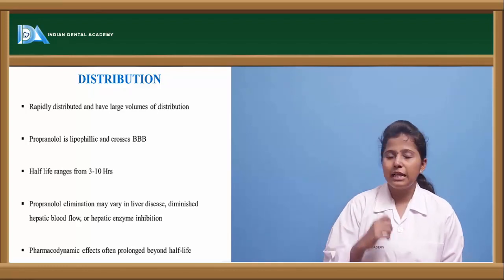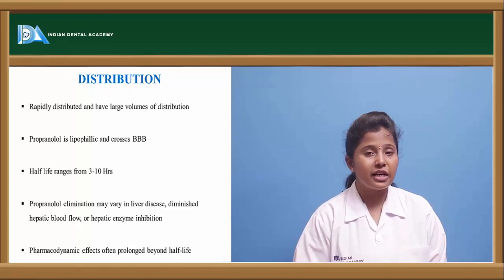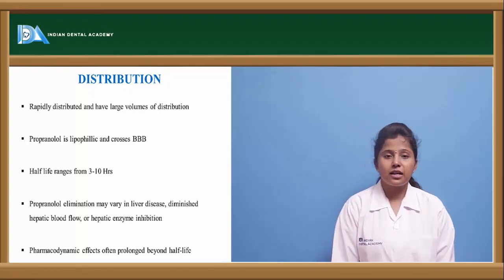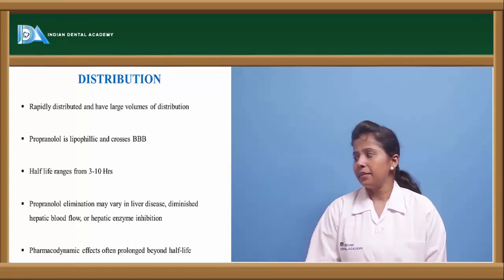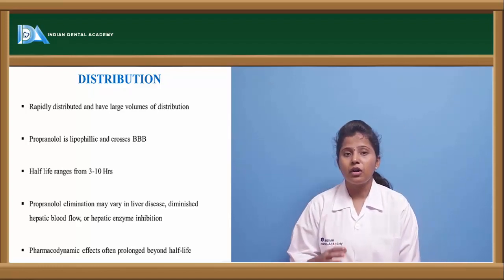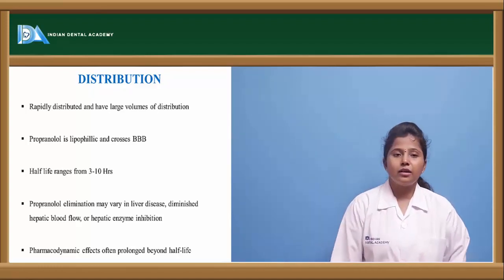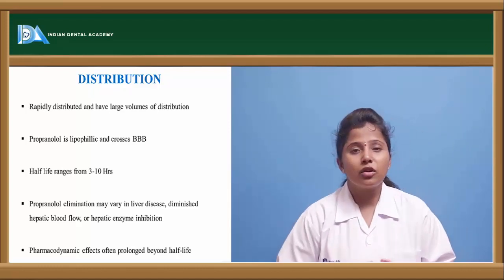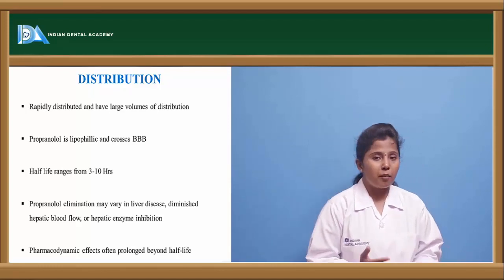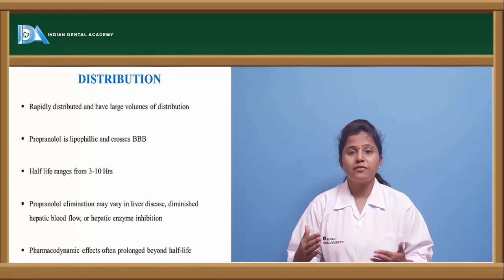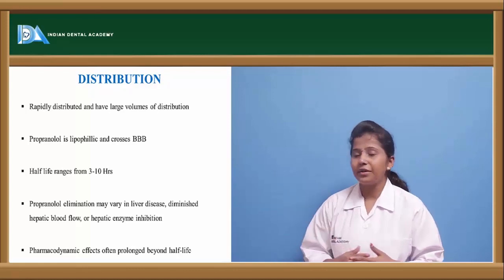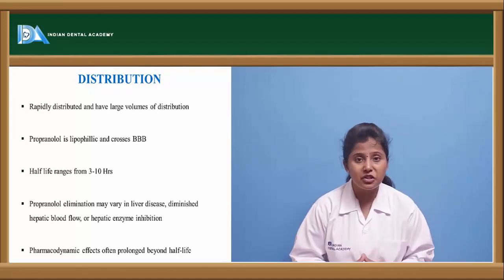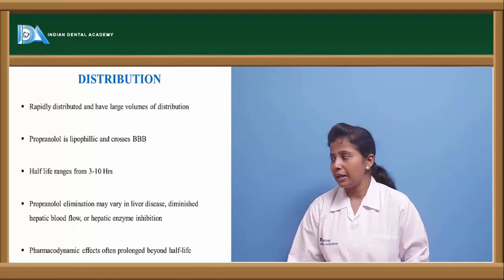And propranolol is lipophilic in nature. Any drug which is lipophilic in nature can cross the blood-brain barrier, and it has a half-life of about 3 to 10 hours. The elimination of propranolol can be altered based on the condition of the liver. If the liver is proper, then the drug elimination will be proper. If there is any liver disease, or any disturbance in the hepatic flow, or any disturbance in the hepatic enzyme inhibition, then the excretion of propranolol can be altered.